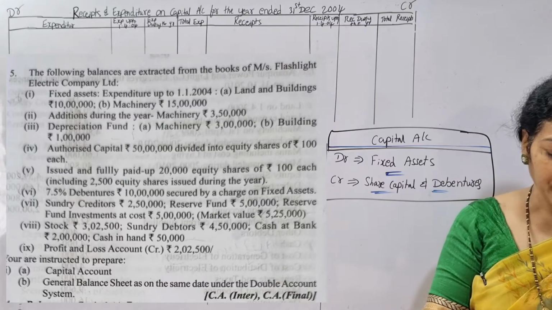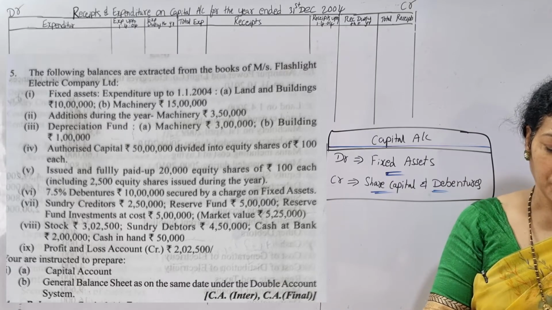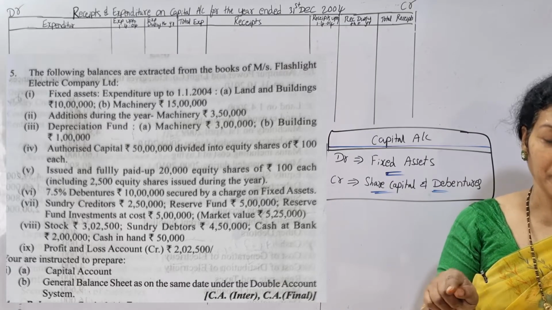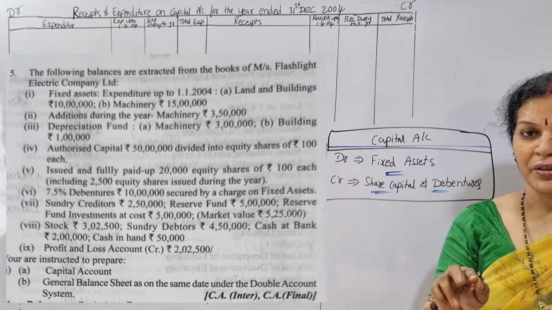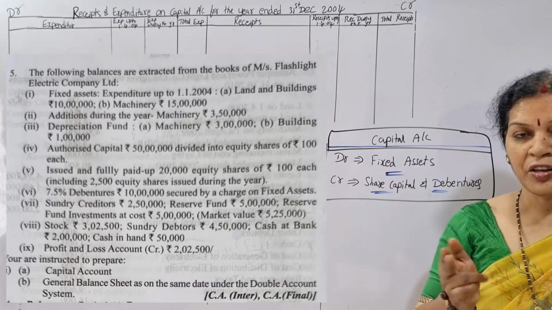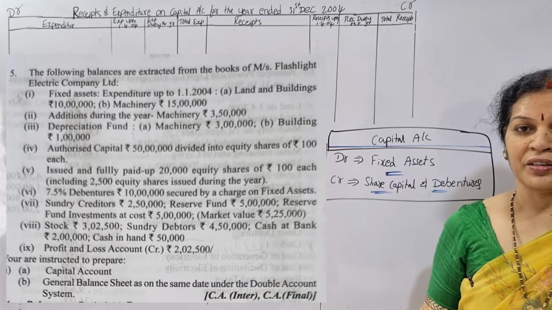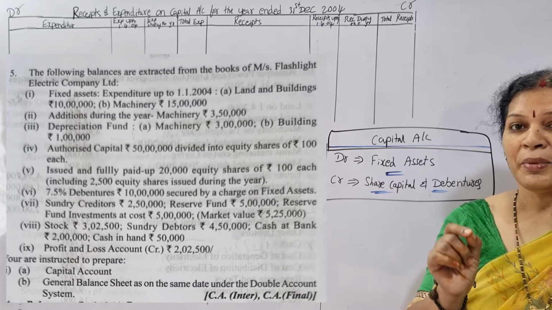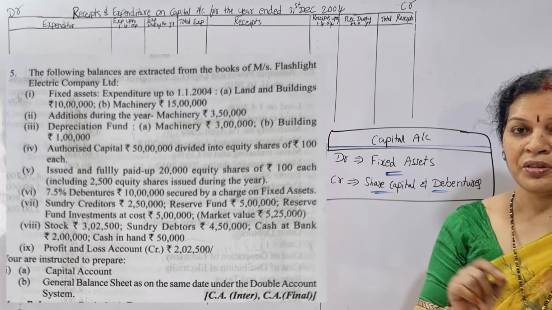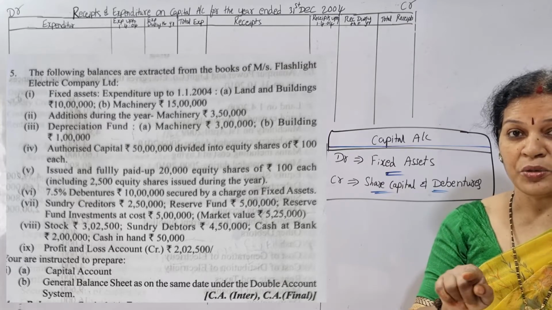Including 2,500 equity shares issued during the year. During the year they have issued 2,500. Means total in the beginning of the year, how much did they issue? 20,000 minus 2,500, that is 17,500. Beginning of the year they have issued that. This 2,500 is during the year.